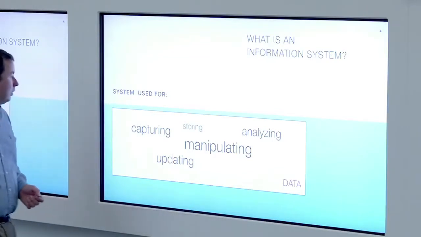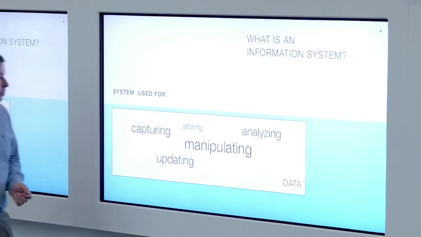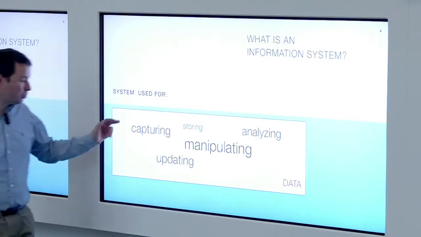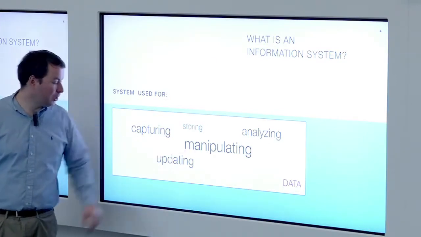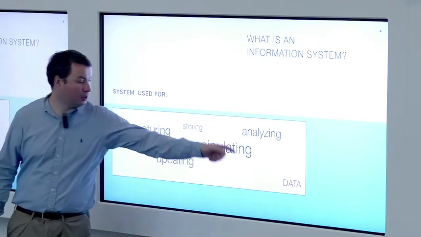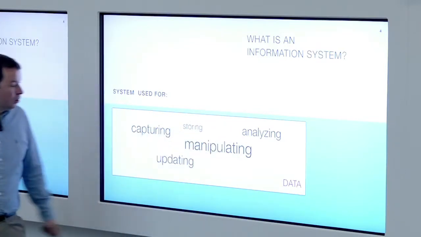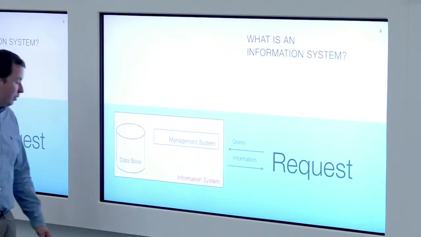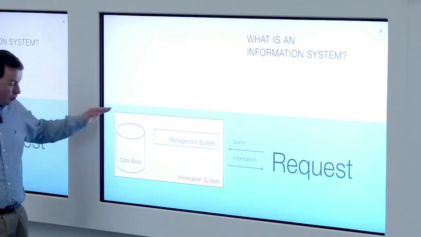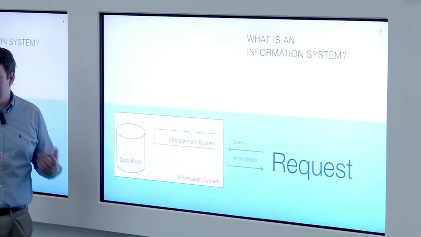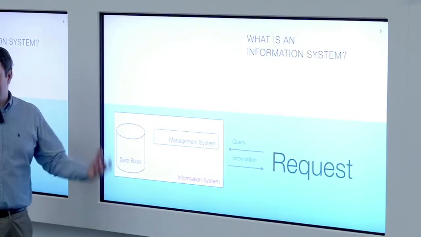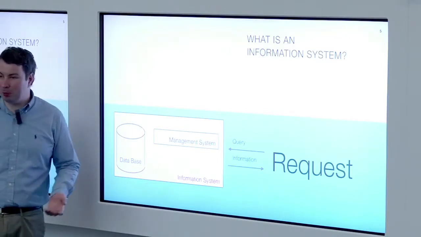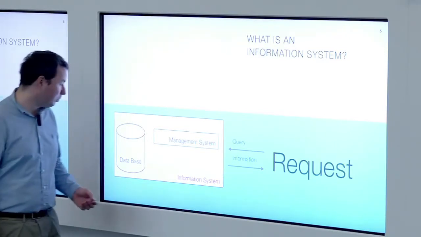And what is an information system for? It is a system used for capturing, storing, manipulating, updating, and analyzing data. And what can it look like? Usually you have something like a database where everything is stored. It can be just a simple file, it can be a very specialized, overwhelming system on a server, or it can be your mail application, which has a database as well.